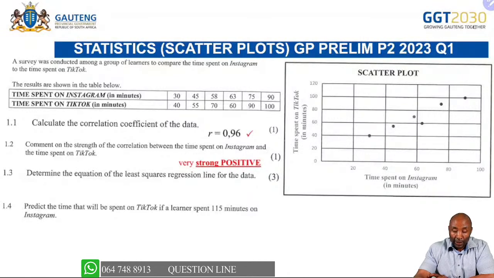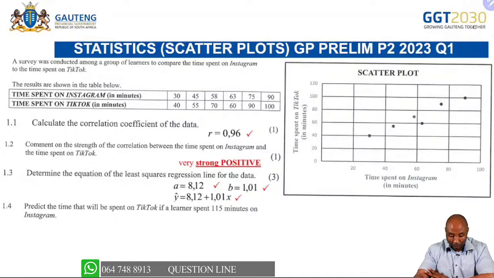The equation of the least squares regression line, we found the value of A as 8.12. You get it from the calculator. The value of B, you will get it as 1.01. And then our equation is going to be 8.12 plus 1.01x. We get our third mark there. Now, some of us do not write the values of A and B separately. They just write it in the equation. So it means you'll get the mark there and the mark for 1.01 and the mark for the equation. You'll get the 3 marks on your answer.